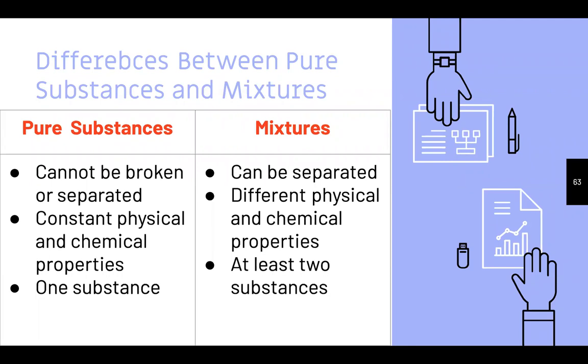Differences between pure substances and mixtures. Pure substances cannot be broken down or separated. They have constant physical and chemical properties, and there is only one substance. A mixture can be separated, it does have different physical and chemical properties, and there are at least two substances.